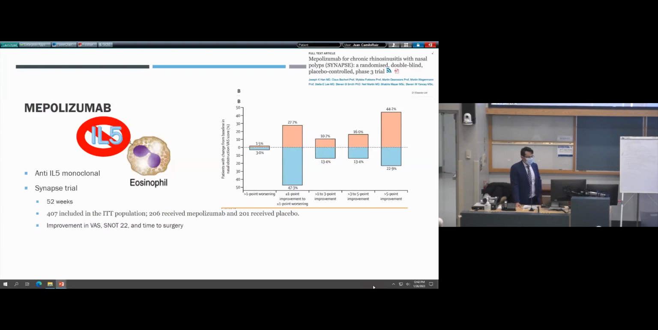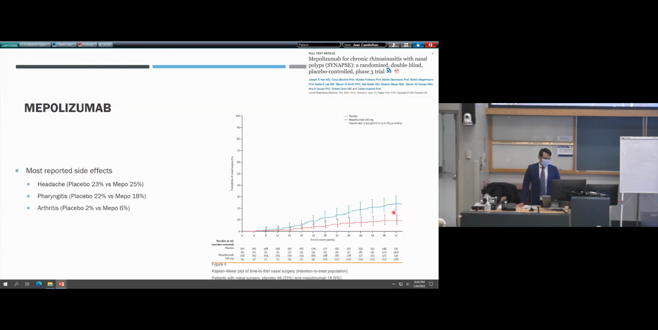Again, there was significant improvement on the scores. They used the visual analog scores for polyps, and you can see that there's significant improvement. Also, you can see they have a Kaplan-Meier graph here in terms of surgical failure and return of polyps. And you can see that there's significant improvement in those who are on mepolizumab, requiring fewer surgeries.